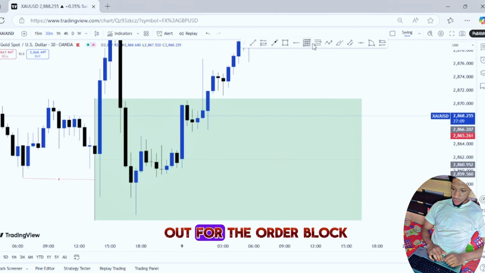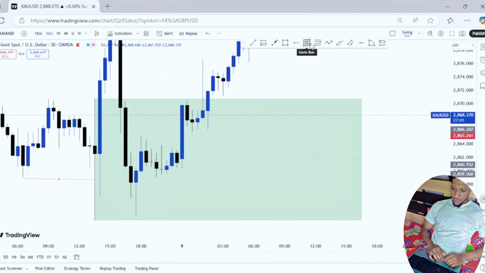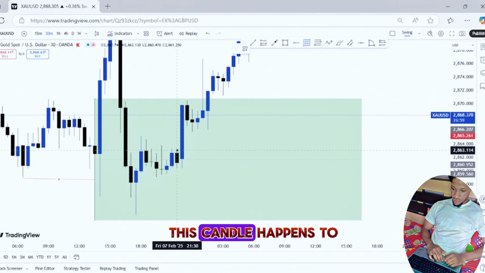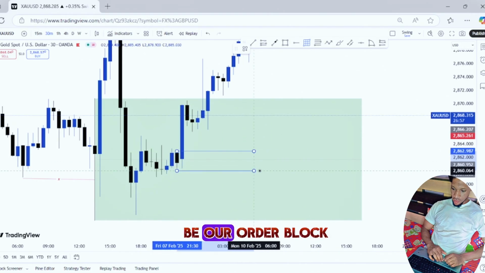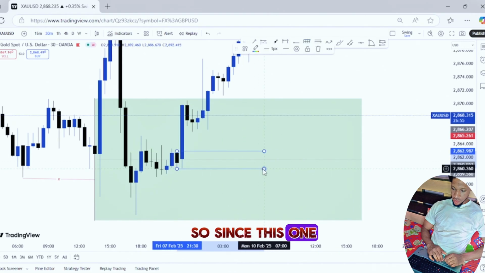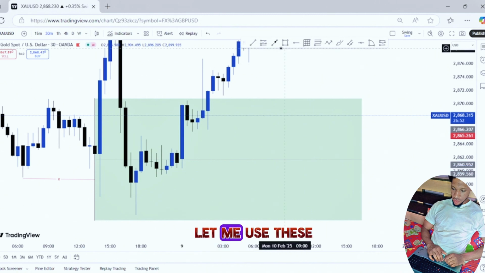Now I'm going to be looking out for the order block. You know what an order block is? The last candle before an impulsive move to the upside. This candle happens to be our order block. So since this one happens to be our order block, sorry, let me use this.